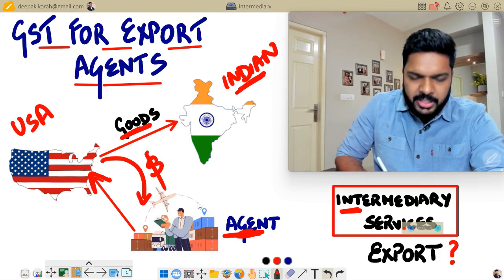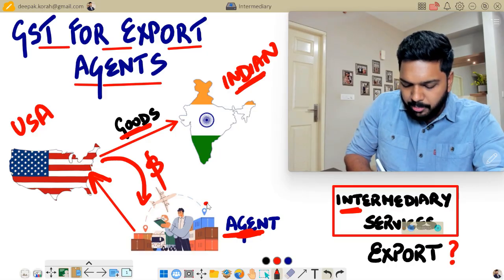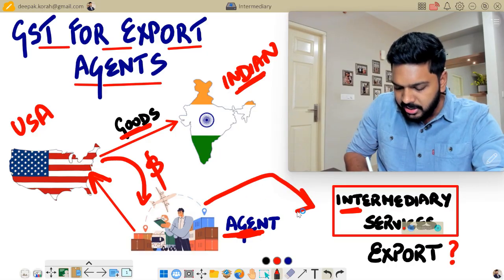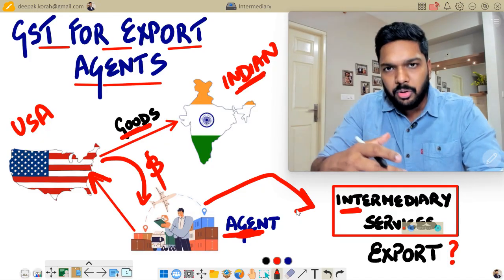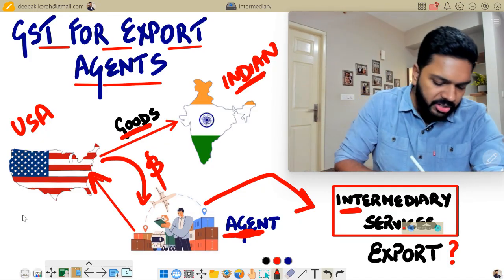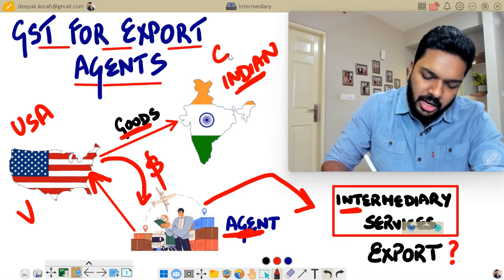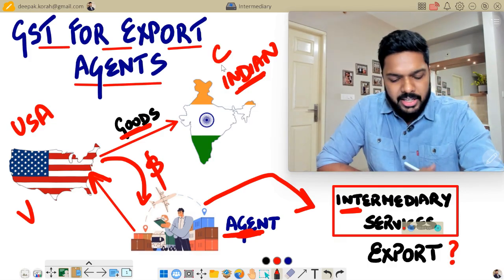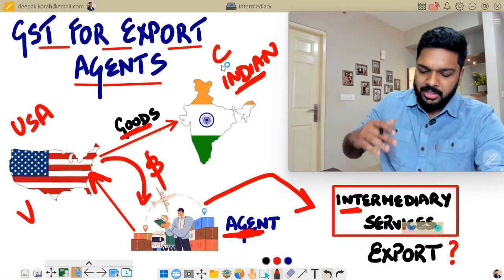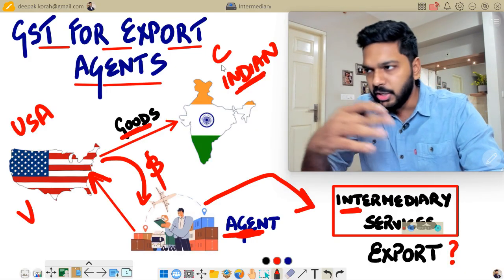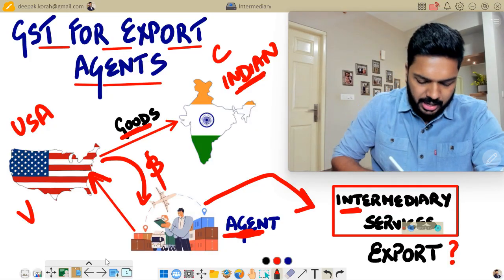Now, this particular person is termed as an intermediary providing intermediary services under GST, because he is only facilitating or arranging the supply of goods or services between two people, the original vendor and the original customer. He does not provide or supply goods or services on his own account, and therefore, since he's only doing a facilitation or an arrangement, he is termed as an intermediary.